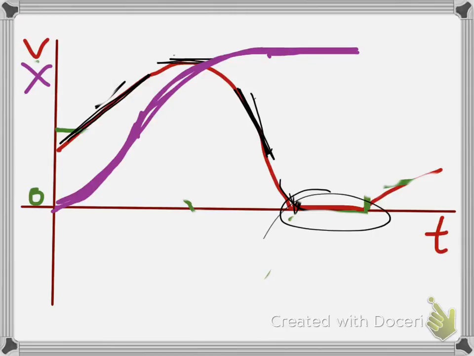And then the last little bit where it pops up here again, our velocity is getting bigger and bigger, so that means our slope must be getting bigger and bigger, so we're going to do a little upward curve just like that. So that's what your position time graph looks like.